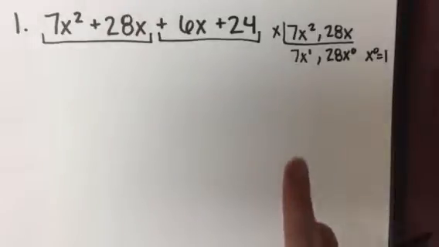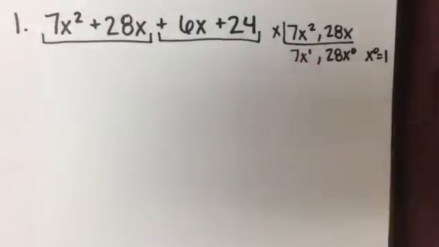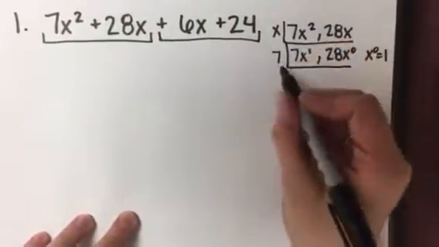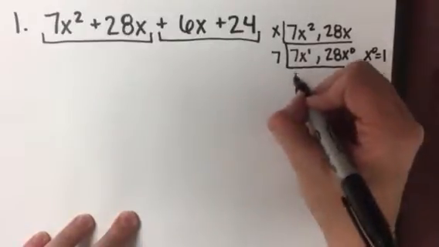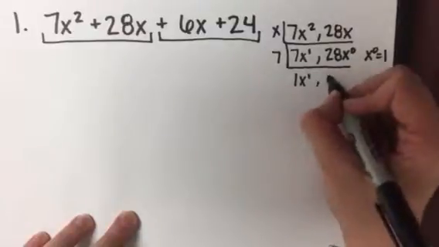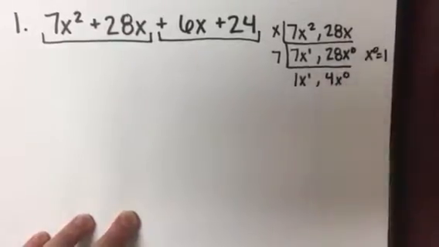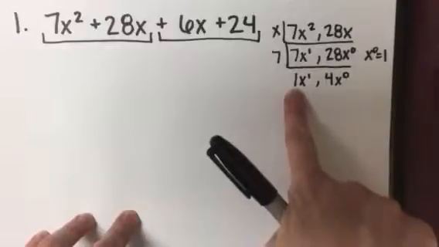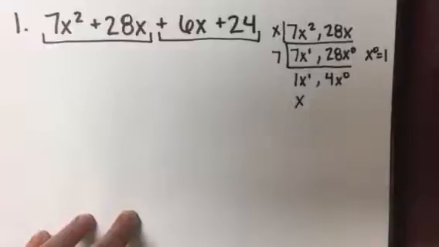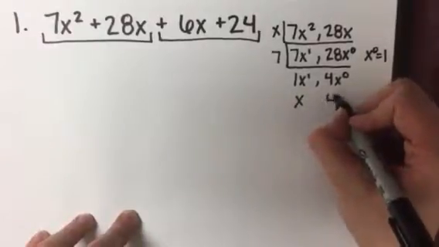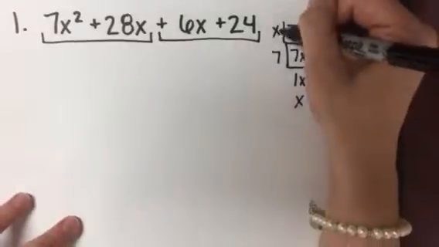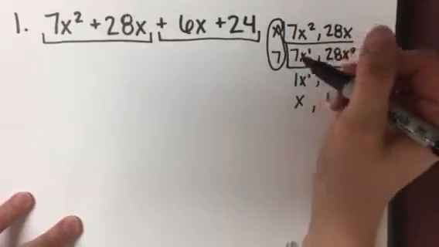Now let's look for a number as the GCF. A 7 and 28 can both be divided by 7. 7 goes into 7x once. 7 goes into 28 4 times. So we can simplify this. 1x to the first is just x, and 4x to the 0 is just 4 times 1, which is 4. So our GCF is x times 7, or 7x.